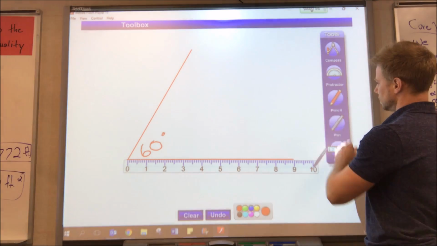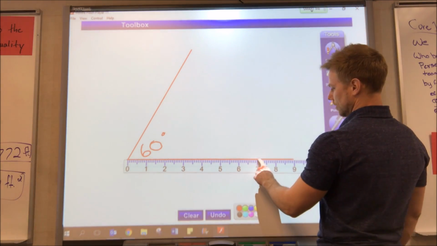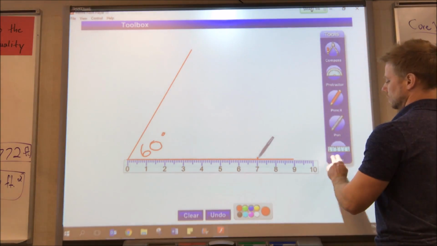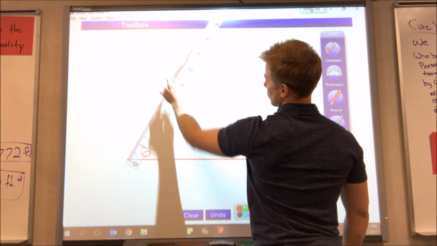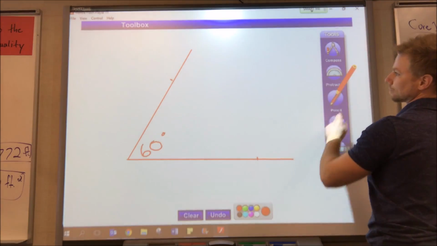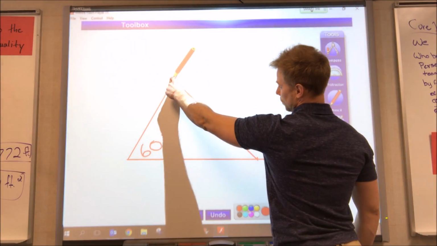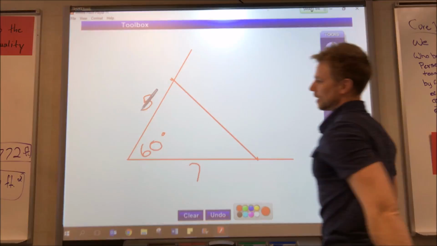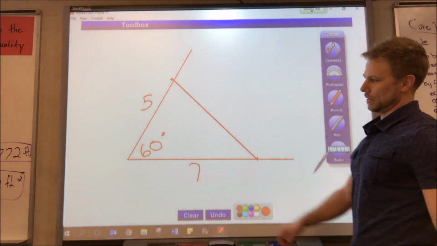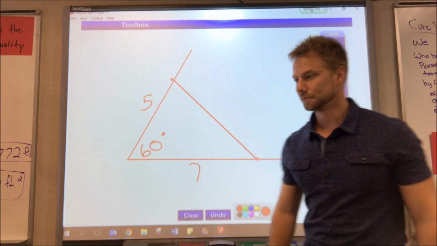Okay, if the side lengths need to be specific measurements, then you use the ruler. Let's say that this one needs to be 7, then I would mark 7. And let's say that this side needs to be 5, so then I mark 5. Use my pencil, connect those, I have 7, and I have 5. And I met the conditions that I need for my triangle.